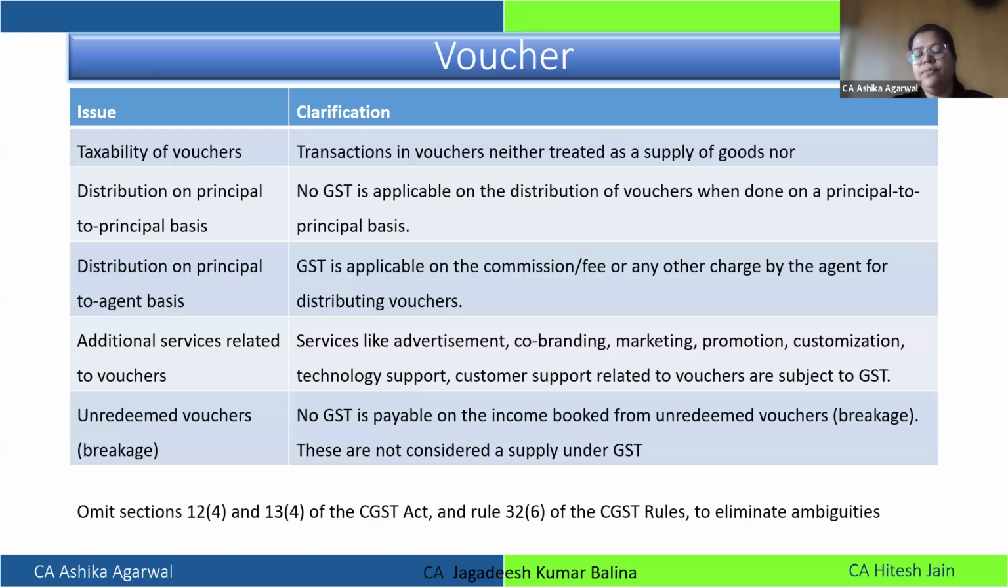Now the fourth clarification which they have issued is with regard to vouchers. For vouchers, there was a specific provision under GST. They were specifically saying when the time of supply of the voucher will arise. We had section 12(4) and 13(4), which say when you are liable to pay tax on a voucher. But there was a lot of ambiguity and a lot of issues arising on how such vouchers should be treated as taxable. The reason is that a voucher is more or less equivalent to money.